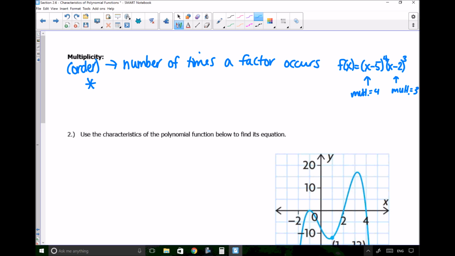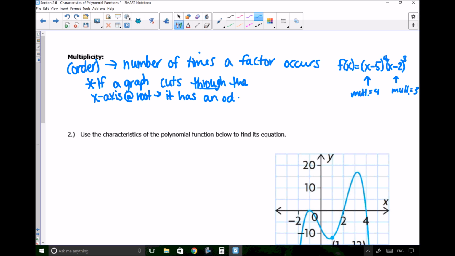Okay, so two things you need to know. If a graph cuts through the x-axis at the root, it has an odd multiplicity.